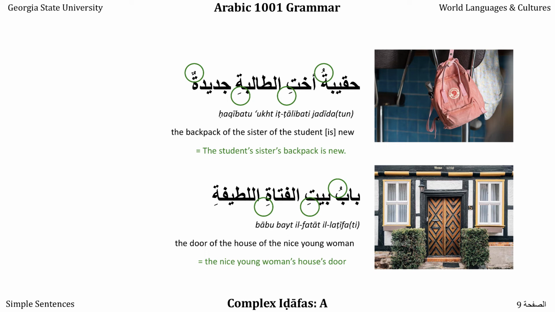It's the last word, so it's non-first, so it's in the majrur case. It also has alif lam, so it's definite. And al-latifa directly modifies al-fatat, so it has to be in the same case, and it's also definite. So we get babu baytil fatatil latifati if we're saying it in full form, the door of the house of the nice young woman, or the nice young woman's house's door.